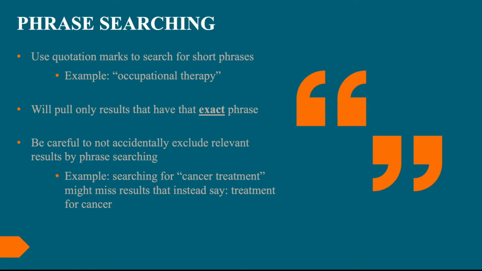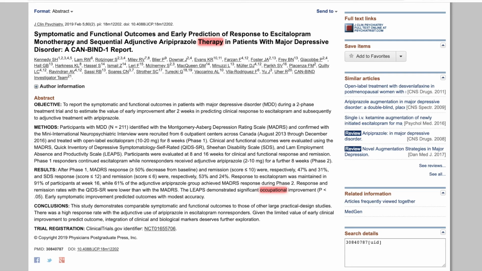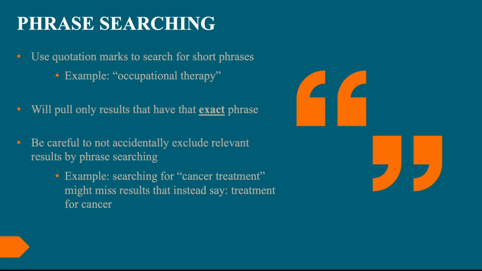Without quotes, you'll get some results like this one, which have the terms therapy and occupational within the abstract, but the article is not actually about occupational therapy. But be thoughtful with how you use phrase searching. It's best when you know that the concept you are looking for will almost always be expressed in that exact phrase. If you try to search for something like "cancer treatment" as a phrase, though, then you might weed out articles that say "treatment for cancer," which isn't helpful.